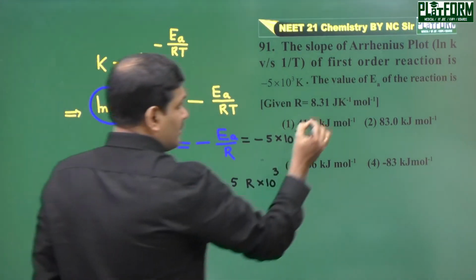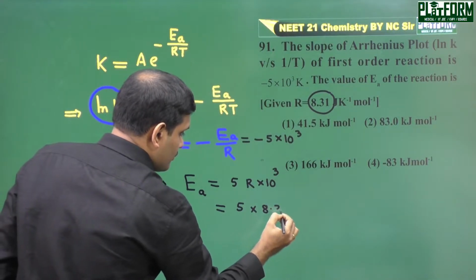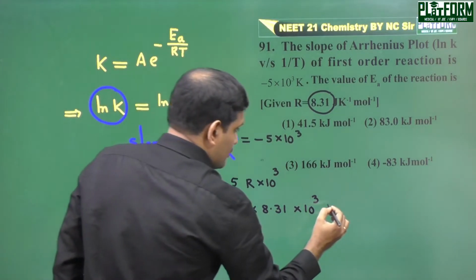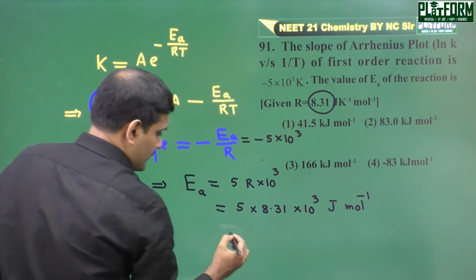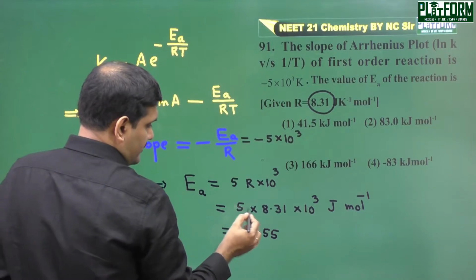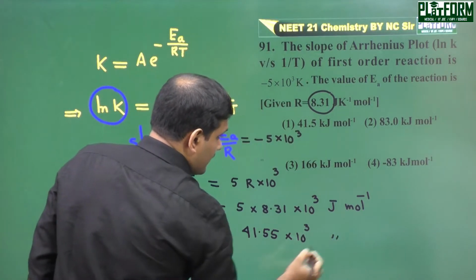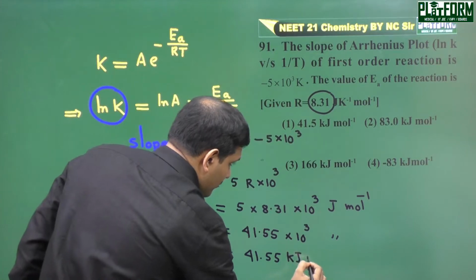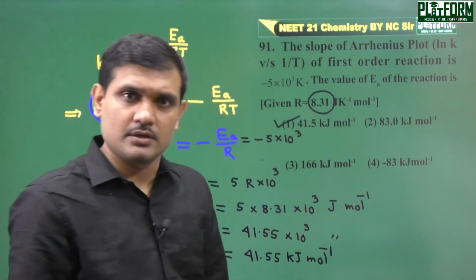Now what will be the unit? It is said that you put the unit in SI, so it is 5 into 8.31 into 10 raised to 3, this much joule per mole. So multiply this value, it is 41 into 10 raised to 3 joule per mole, or we may write it as 41.55 kilojoule per mole. So okay, we have an option, 41.5. Option 1 is the correct option.